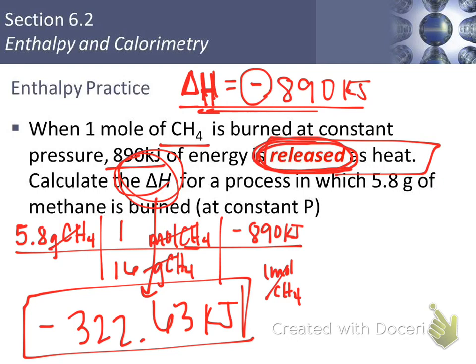Any other questions about how I got that, or how we calculated that? You could do it in one step in a T-chart like this, or you could stop at moles and say, I know I have X number of moles, and if I know it's this many kilojoules per mole, I can multiply that out.